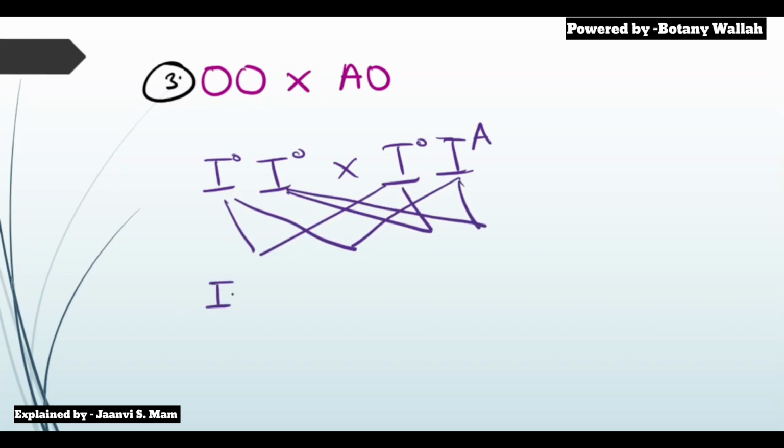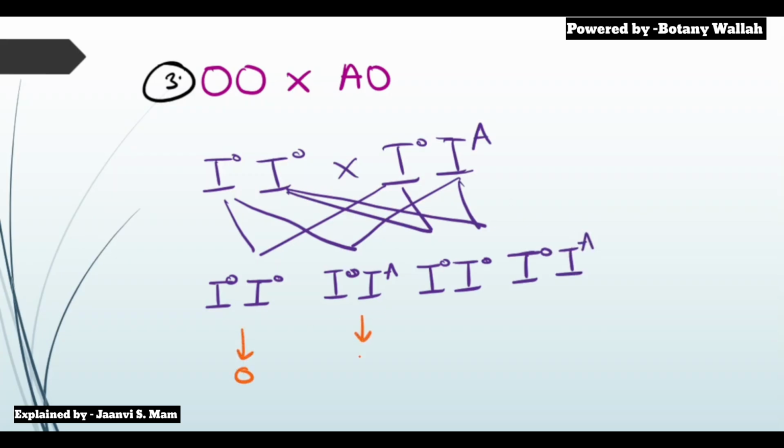So I naught IA, then I naught IA. So here you will get O, here you will get A blood group, here you will get O blood group, here you will get A blood group. So it's 50-50% possibility. Even if you take just one allele and solve the problem, you will get the same 50% blood group as A and 50% blood group as O.